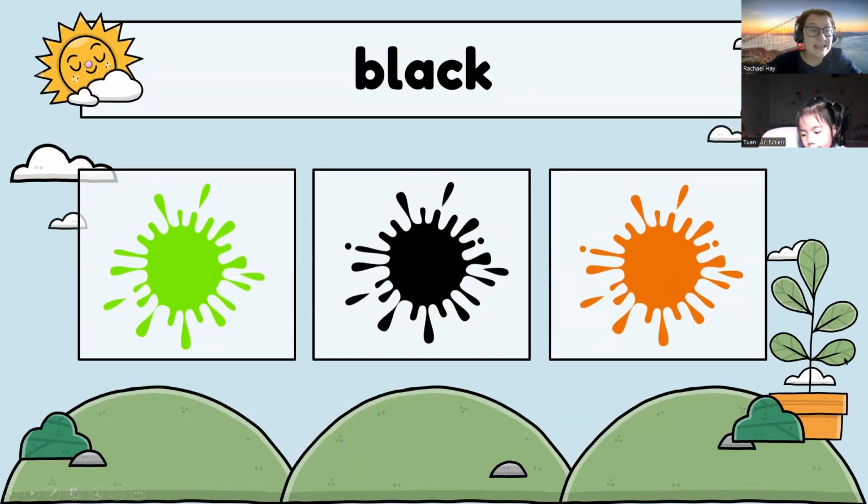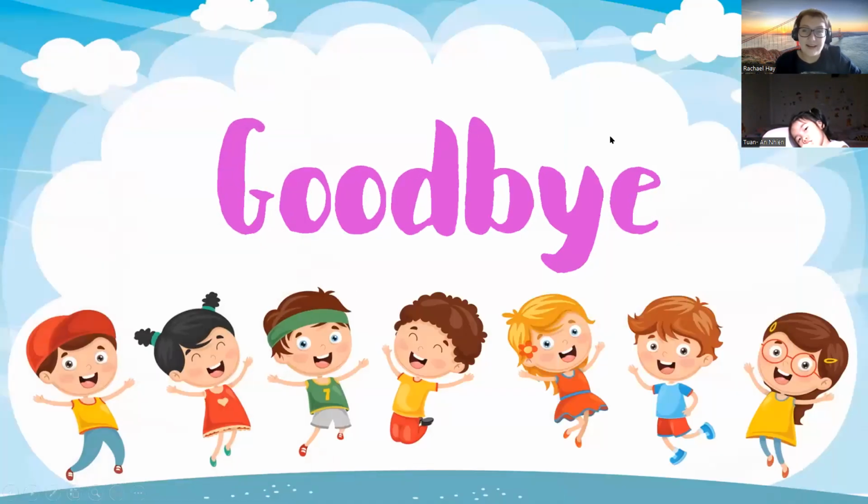Okay. Where is the color black? Black. Is it one, two, or three? Two. Okay, we finished that one. What color is your t-shirt? Is it white? White. Okay. And what color are your socks? Red. Good job.